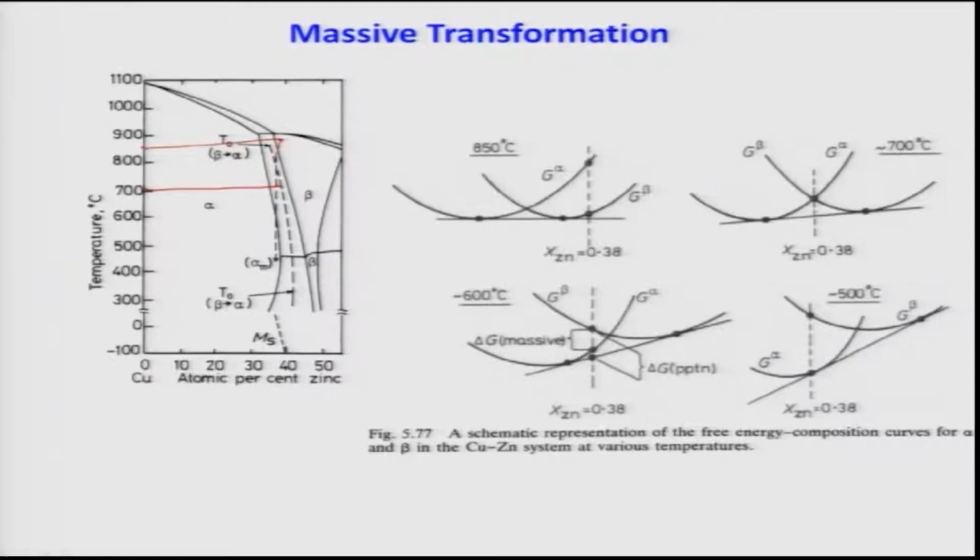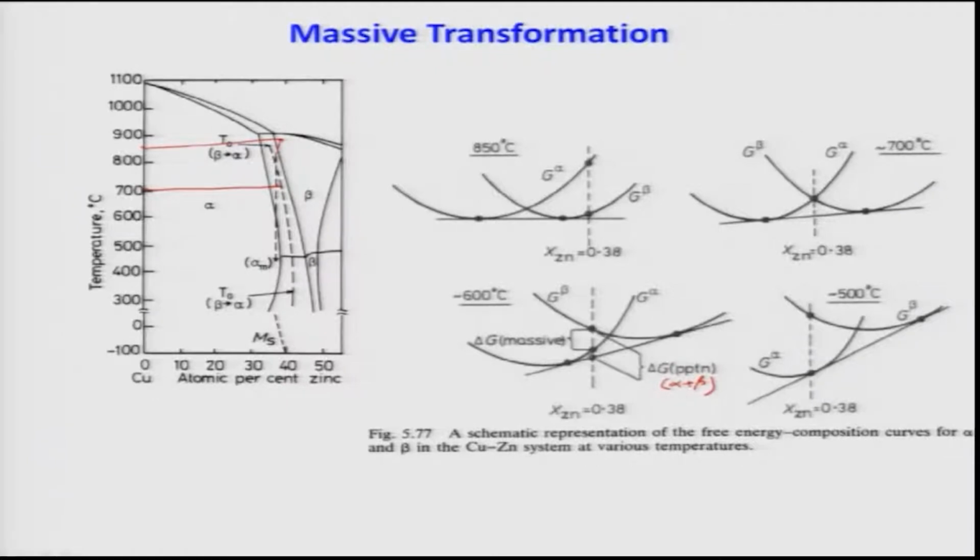The difference between this point and this point on the common tangent will give you delta G precipitation. Delta G precipitation means delta G alpha plus beta, right, because alpha will precipitate out from the beta. That is why it is called precipitation, and that precipitation will happen like a Widmanstatten morphology. So, that is the driving force.